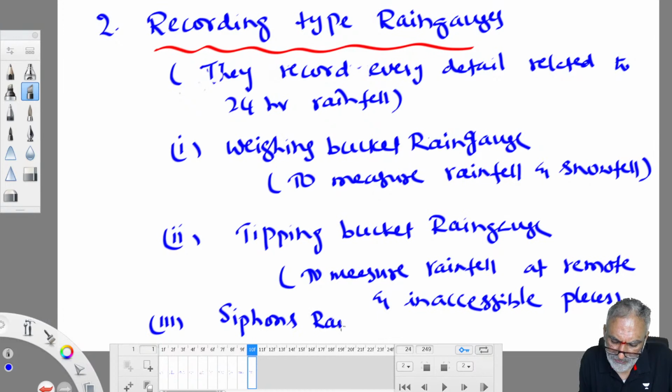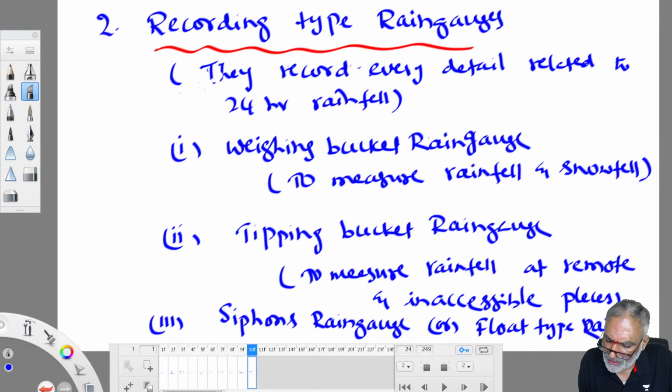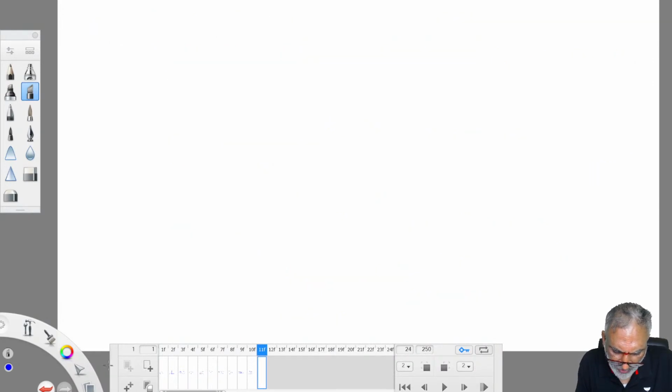And the third one is the siphon rain gauge, which is also known as the float type rain gauge. Under normal circumstances, as per IS code recommendation, when no special condition is there, to record rainfall data completely, we normally use the siphon rain gauge. Whatever it may be, siphon rain gauge or tipping bucket or weighing bucket, we need rainfall data, that's it.